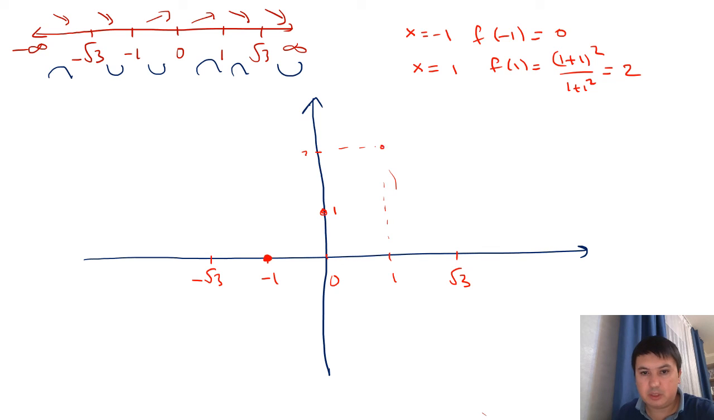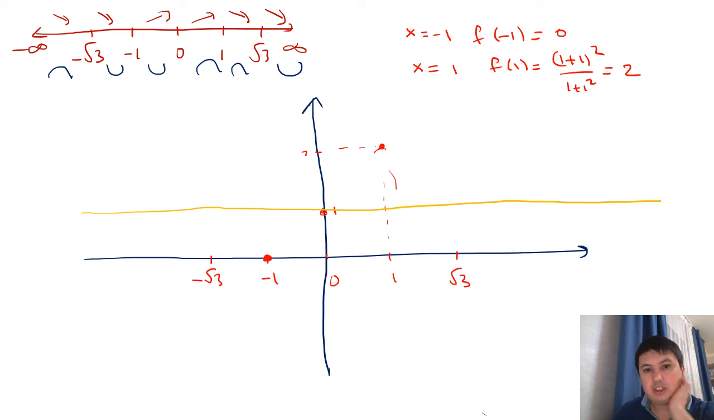So this is going to be my local maximum. One last thing is that I have a horizontal asymptote at y equal to 1. So as x goes to plus or minus infinity, my function has to approach this horizontal asymptote. So at y equal to 1, I have the horizontal asymptote. Now let's try to sketch the graph.